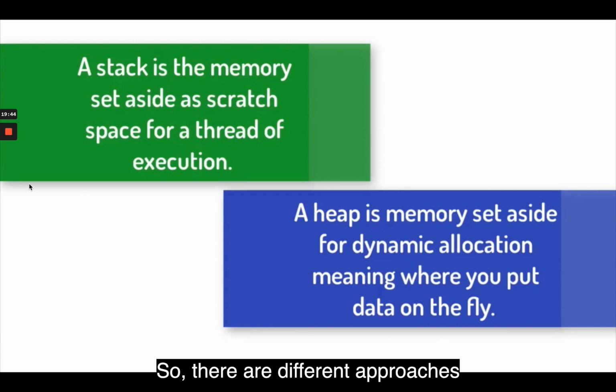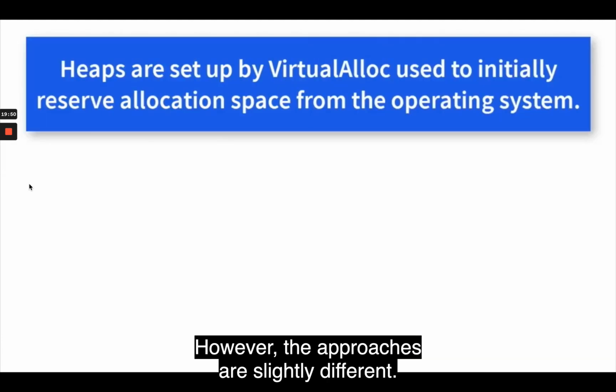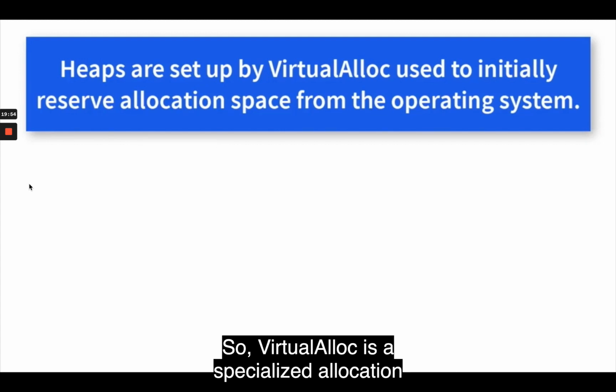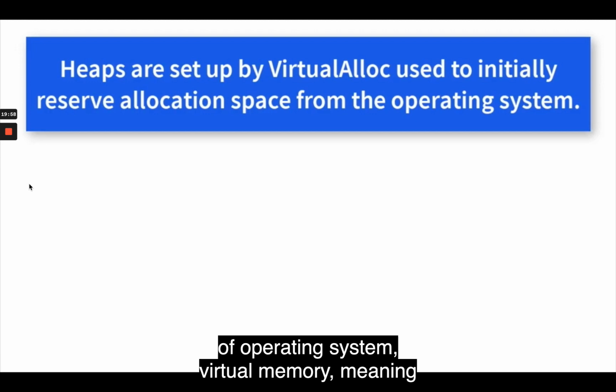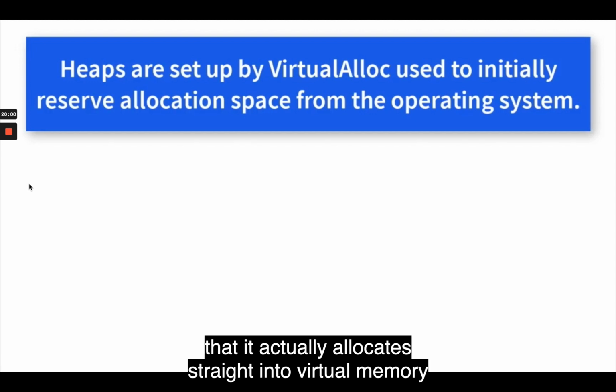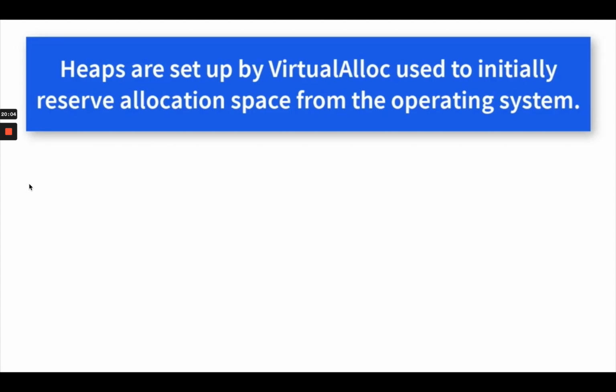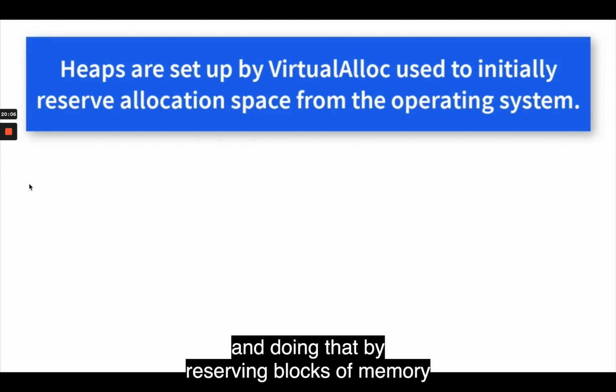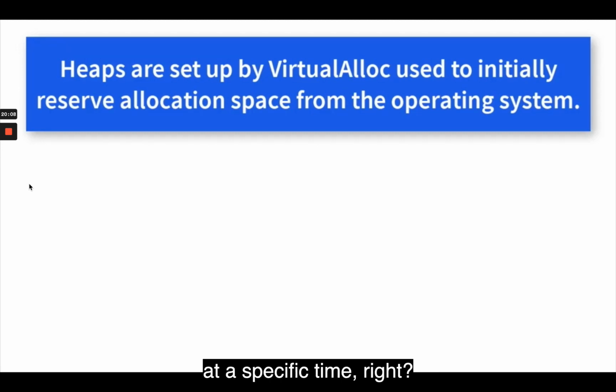So there are different approaches on how Windows allocates memory. The ultimate result is the same. However, the approaches are slightly different. The first one is VirtualAlloc, right? So VirtualAlloc is a specialized allocation of operating system virtual memory, meaning that it allocates straight into virtual memory, and does that by reserving blocks of memory at a specific time, right?